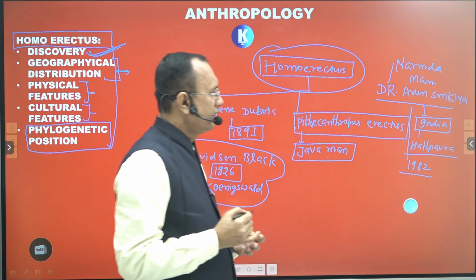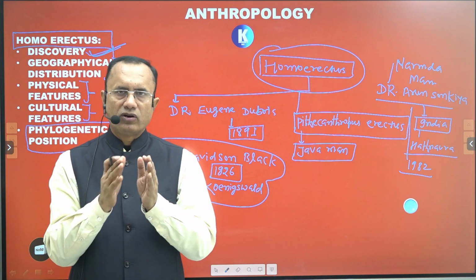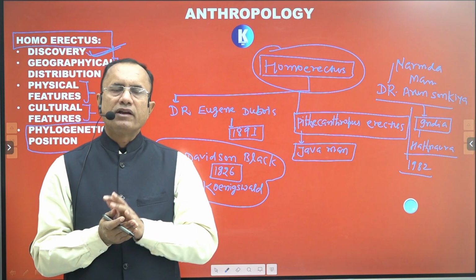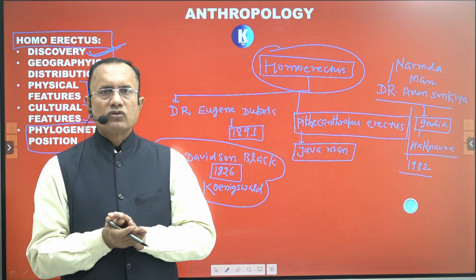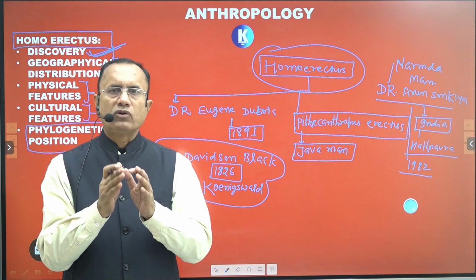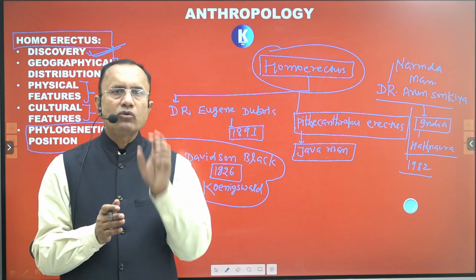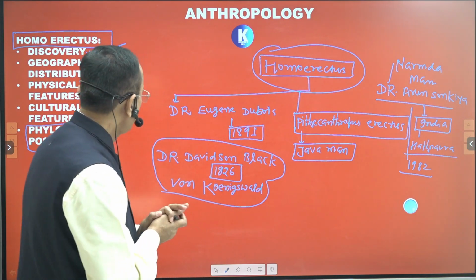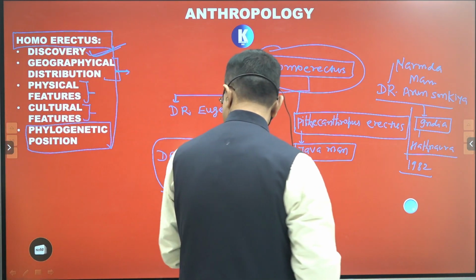So you have to first discuss some important discoveries related to fossils of Homo erectus. After 1987, many fossils were also discovered from Africa, right? So first you have to talk about some important discoveries of fossils related to Homo erectus. If you prepare any fossils, you have to start from discovery, right? And then after discovery, you have to talk about the geographical distribution of that fossil.